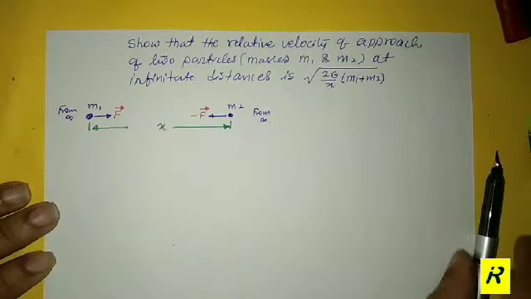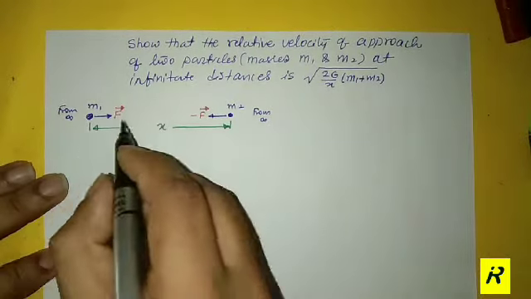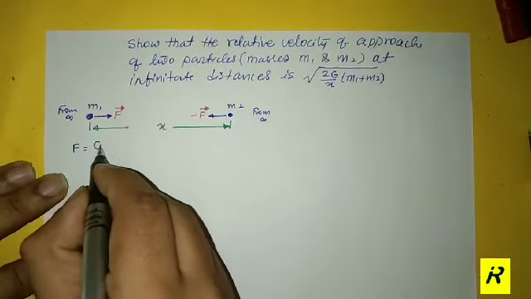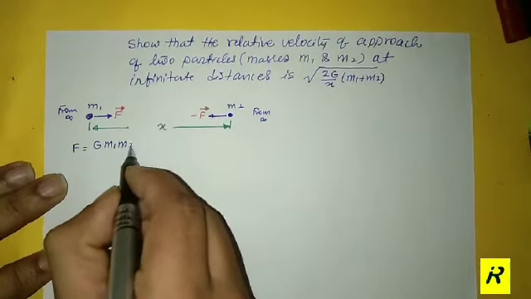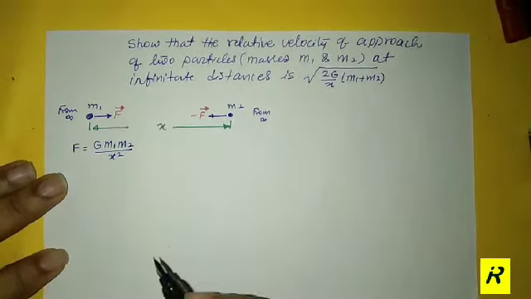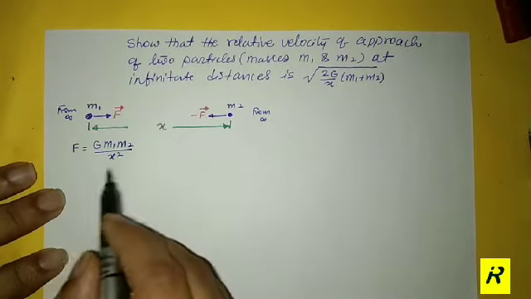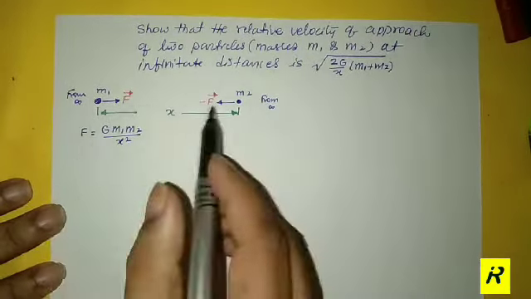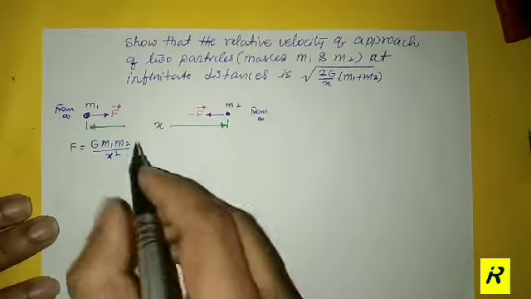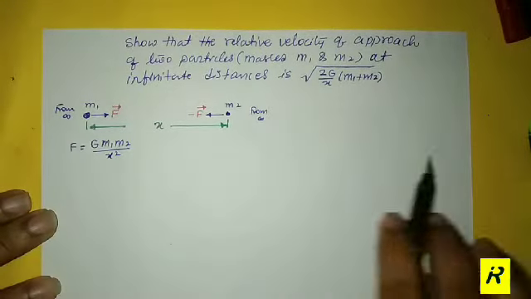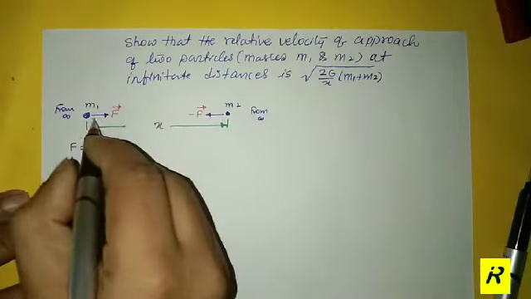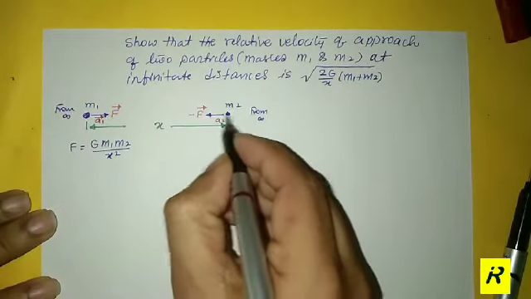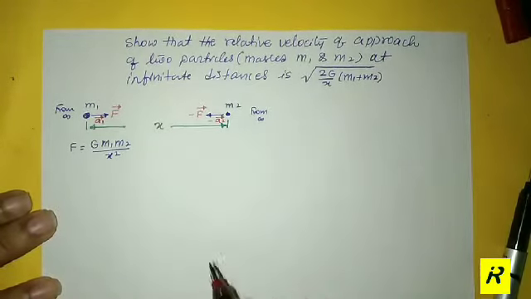From the law of gravitation, we can write either of these forces having the magnitude F is equal to G m1 m2 divided by x square. This is the gravitational force on either of the particles. Be careful about their directions. At that moment the acceleration of this first particle is a1 in this direction, and a2, the acceleration of this particle, is in this direction.